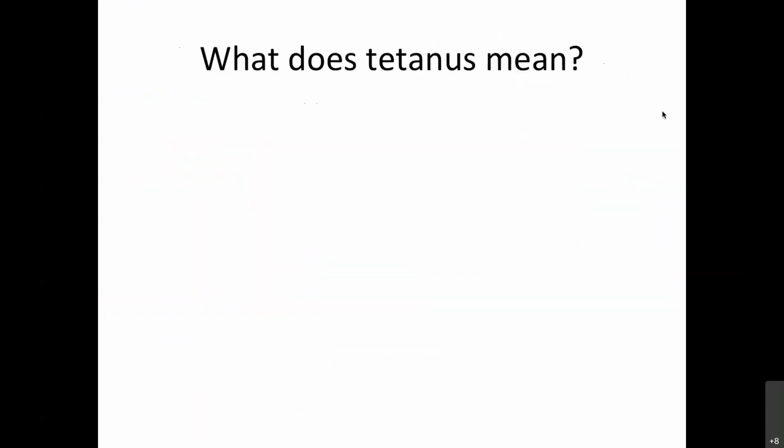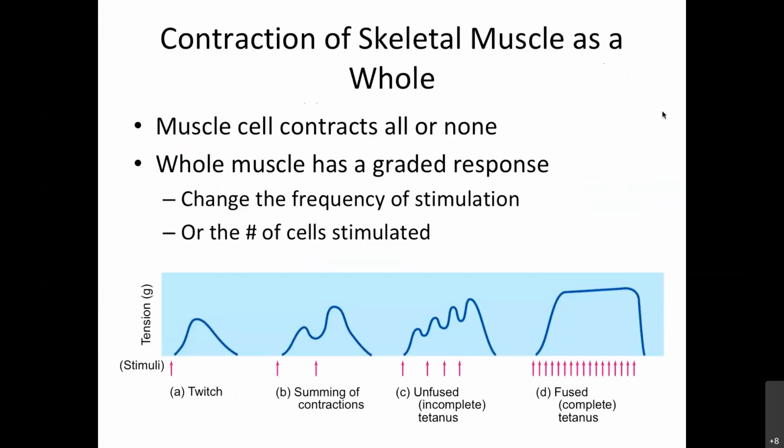Okay. I want to know about tetanus. Tetanus is a complete and fused contraction. So the muscle cell, each individual cell will contract or not, but the whole muscle can have a graded response. And that can come from the number of cells stimulated, but you also want to make sure that the stimulation from the motor neurons is at a high enough frequency. If it just gets one stimulus from a motor neuron, one signal, that is what we call a twitch.